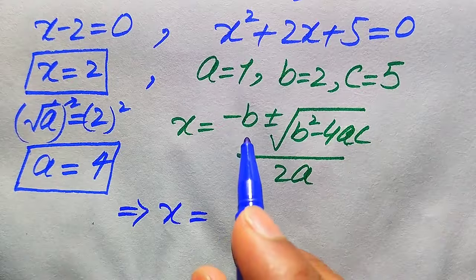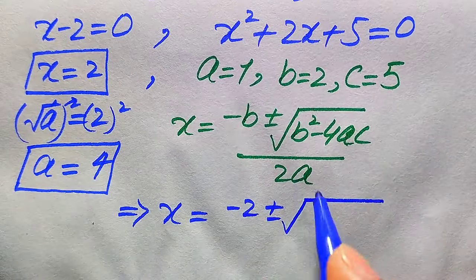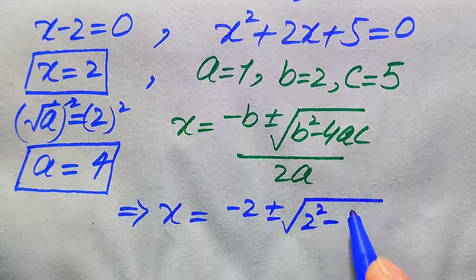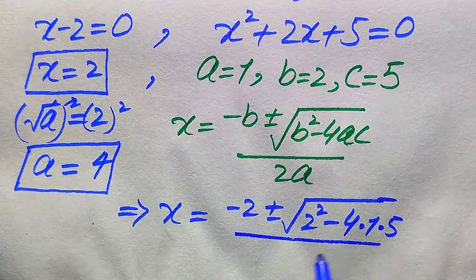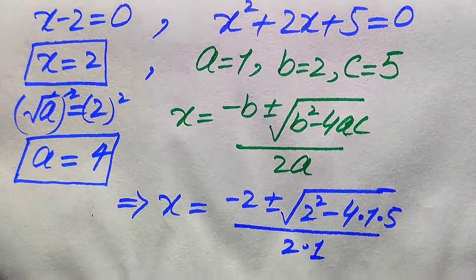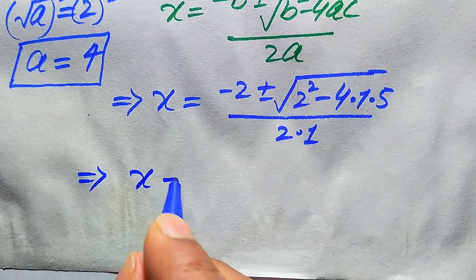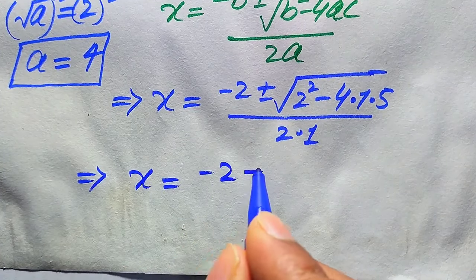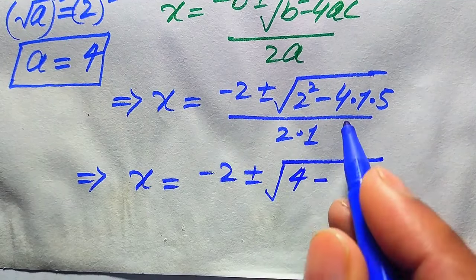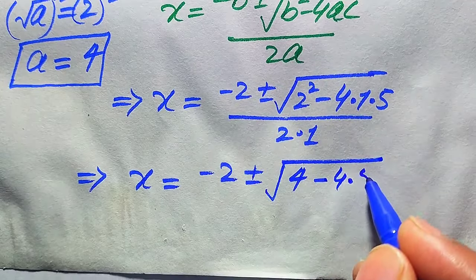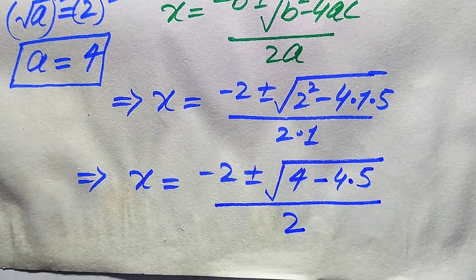When we substitute all the values of a, b and c here, it is written as minus b, the value of b is 2, so it becomes minus 2 plus minus square root of b squared, b is 2 squared, minus 4 times a is 1 and c is 5, divided by 2 times a. Here our a equals 1. In the next step we need more simplifications, and it is written as x equals minus 2 plus minus square root of 2 squared becomes 4 minus 4 multiplied by 5, divided by 2 times 1 equals 2.